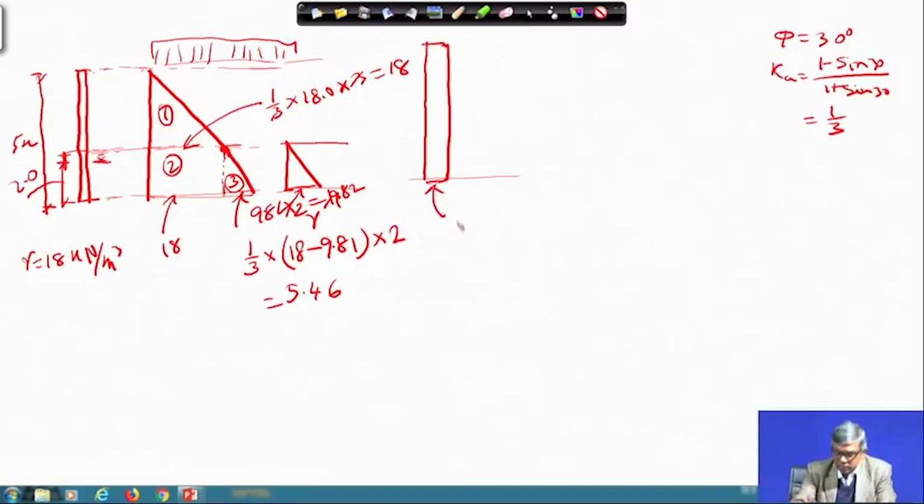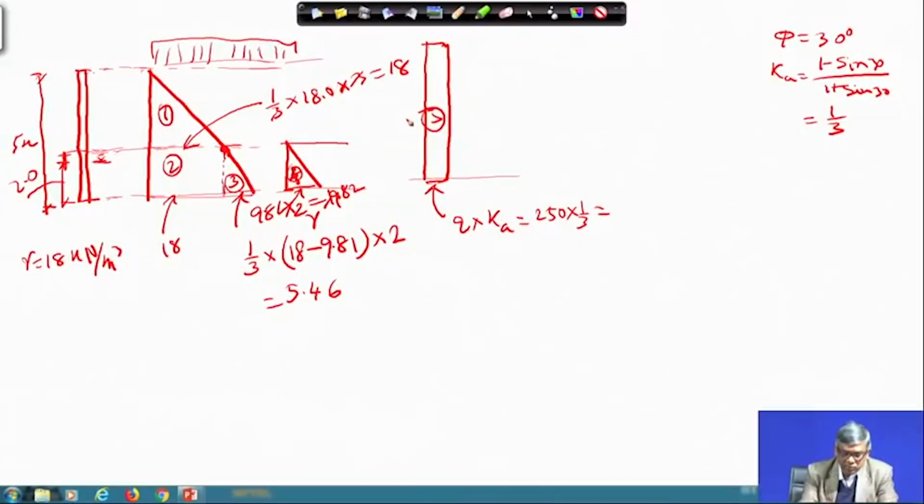will be equal to q times K_A. So, that will be 250 multiplied by 1 by 3, which will be equal to whatever value we will see. These are the things. Now, we have got 4 components: 1 component, 2 component, 3 component, this is the 4th, and this is the 5th.